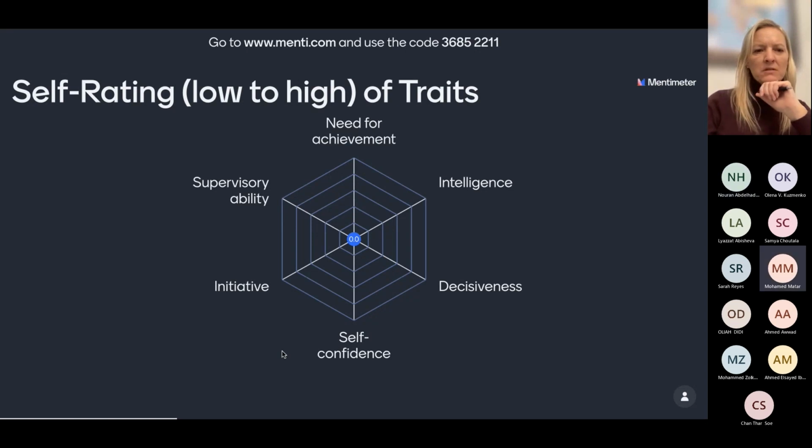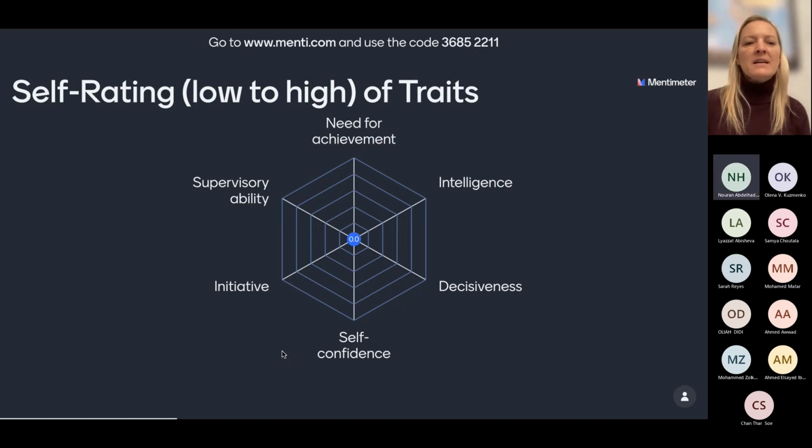So you cannot see this page. It is not this page that you are showing. It is just like questions, need for improvement, need for achievement, something like that. Yes, correct. When you self-rate on those traits from low to high, on a bar for you to select, it will show up on this web. That's how it's going to work. Okay, thank you for clarifying.